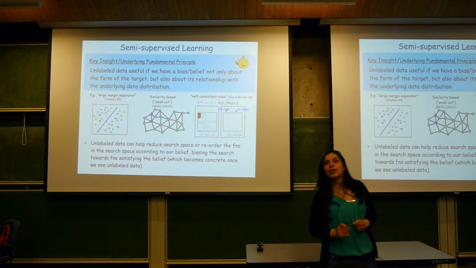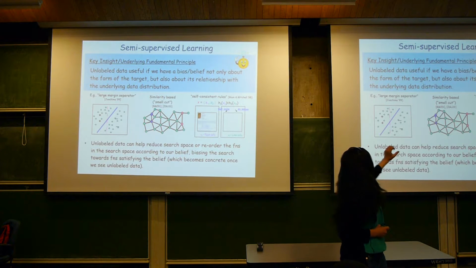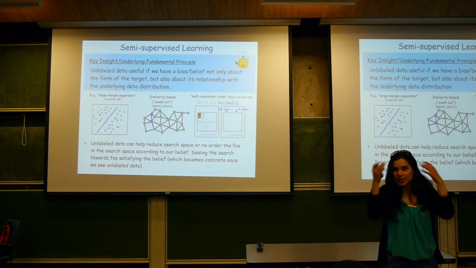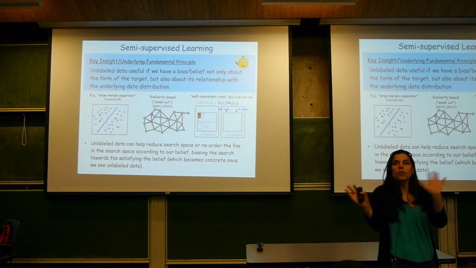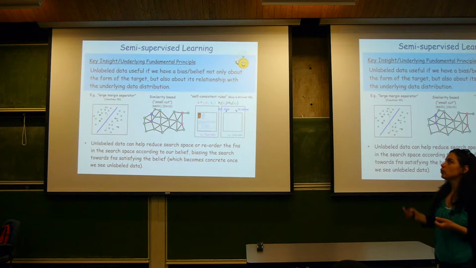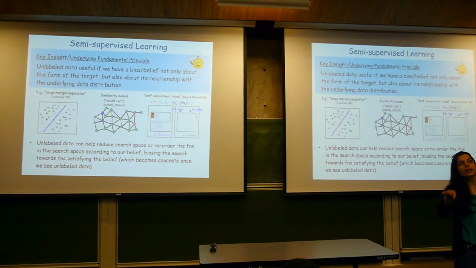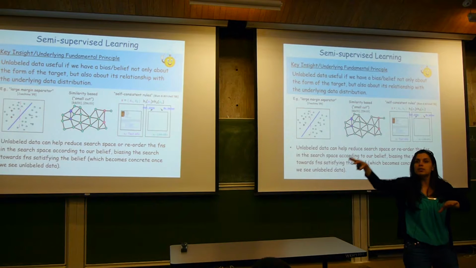That is what happens when the belief is truly satisfied, when I truly believe that I have a large margin or this self-agreement. Now, if this is not quite right, because obviously we have an inductive bias but it's not always quite right, so maybe almost right, the right way to think about what unlabeled data can do for us is, conceptually speaking, it will help us to reorder the functions in the search space somehow.